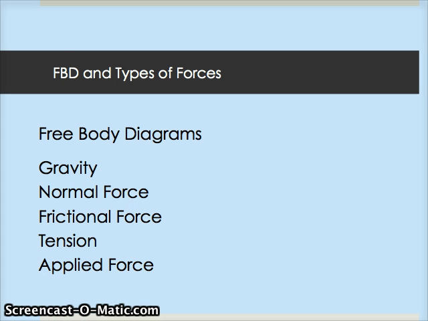At this point in physics, there are 5 forces that we generally are thinking of, and those are gravity, the normal force, the frictional force, tension, and an applied force. And we use these forces to think through any sort of situation, labeling them often within a free body diagram or an FBD. Let's talk first about free body diagrams.